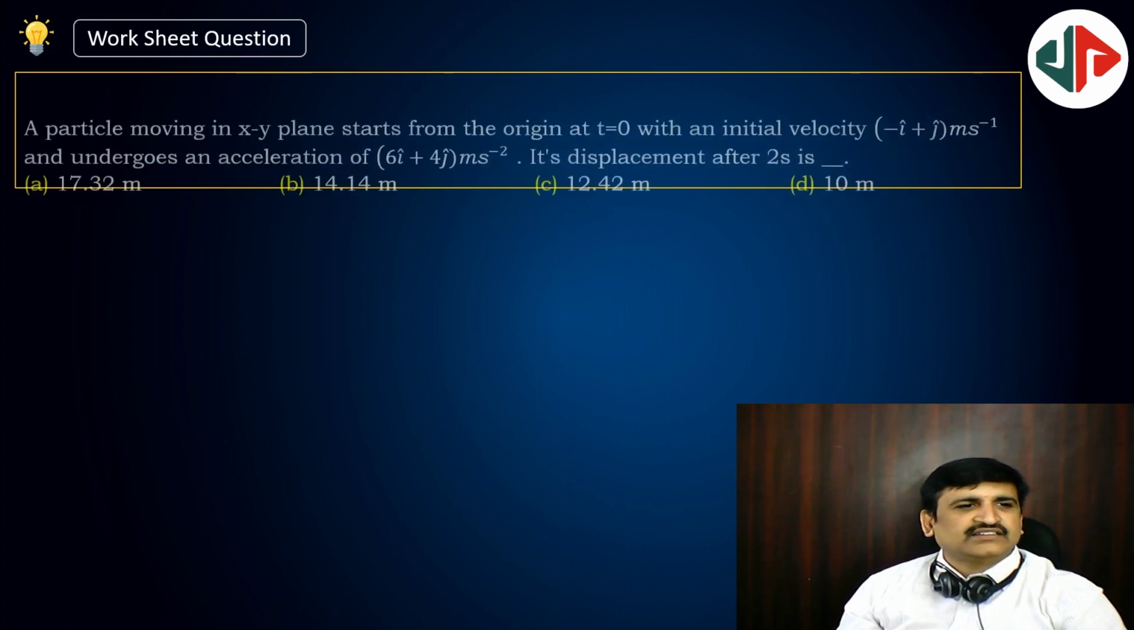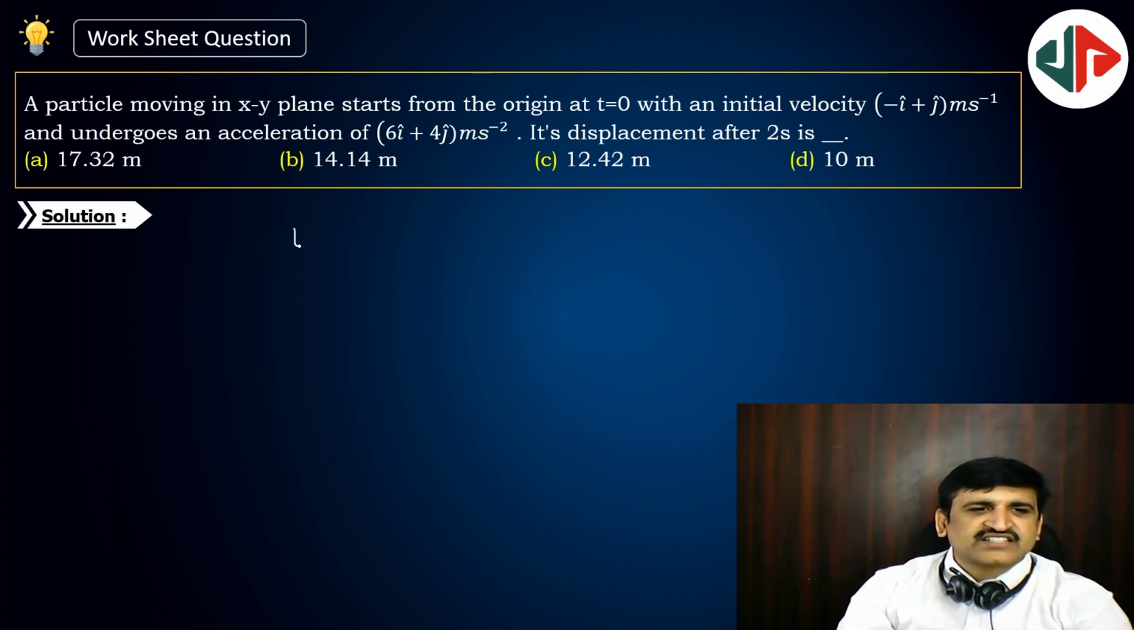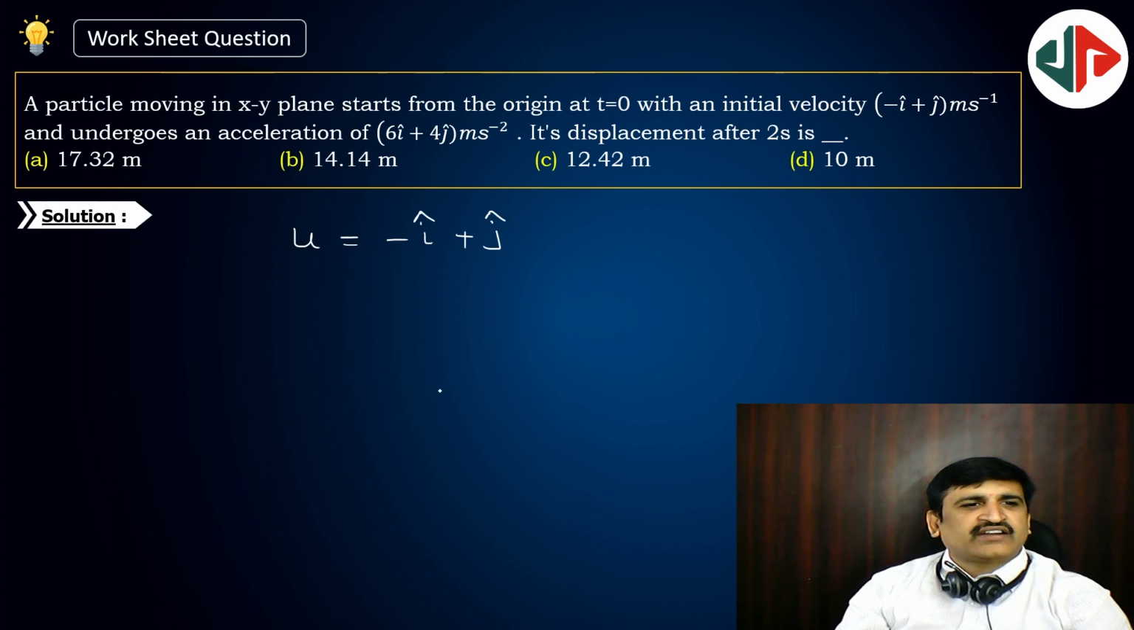A particle moving along the xy plane starts from the origin at t equal to 0 with an initial velocity, given data, minus i cap plus j cap, and undergoes an acceleration a is equal to 6i plus 4j, and its displacement after 2 seconds. S is equal to how much after 2 seconds?